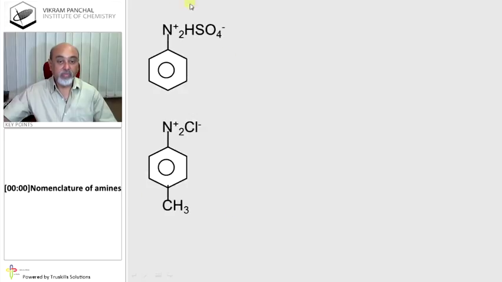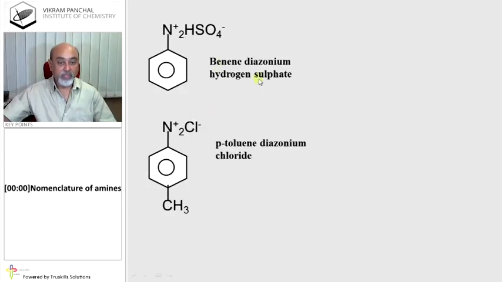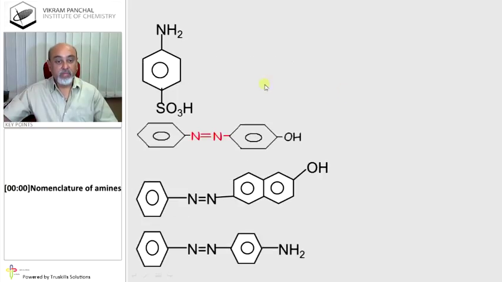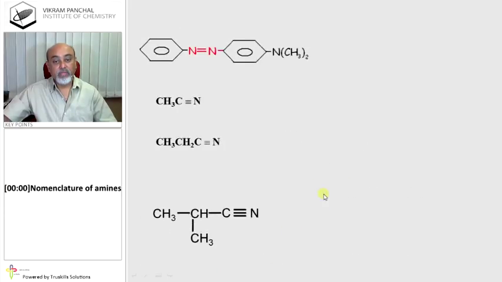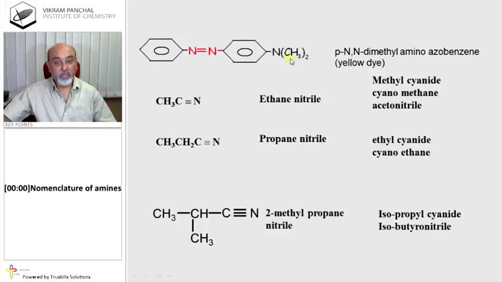This is benzene diazonium hydrogen sulfate. Here para-toluene diazonium chloride. This is para-aminobenzene sulfonic acid or sulfanilic acid. It is para-hydroxyazobenzene, orange dye. This is beta-naphthyl-azobenzene and here para-aminoazobenzene. This is para-N,N-dimethylaminoazobenzene. It is yellow dye.